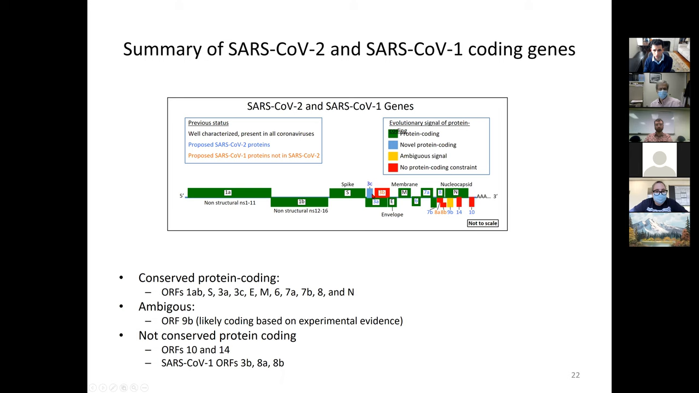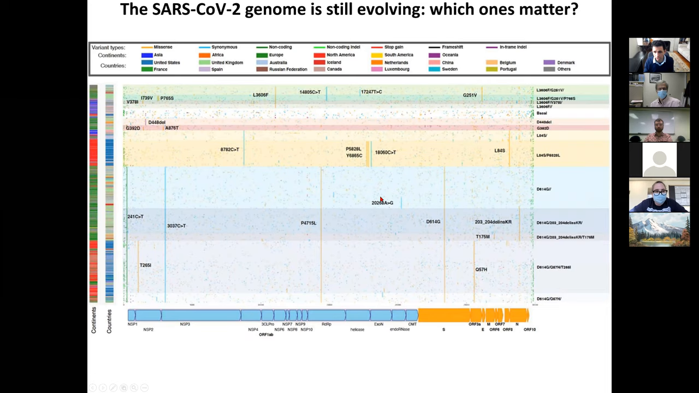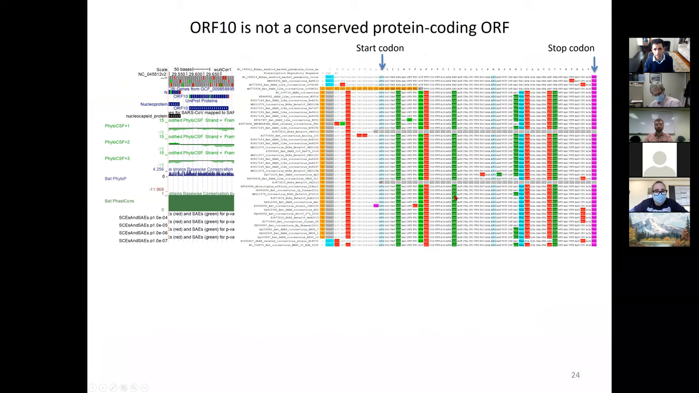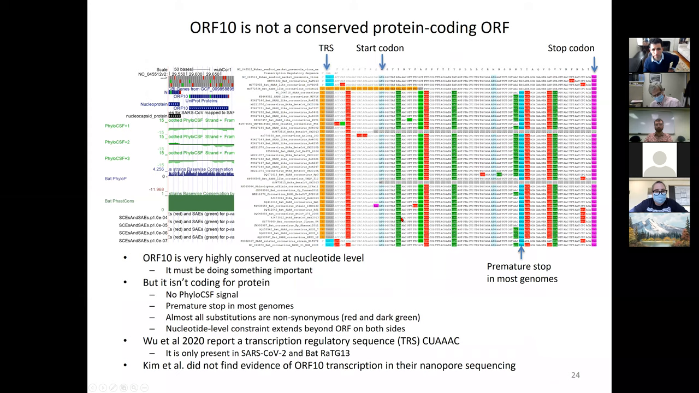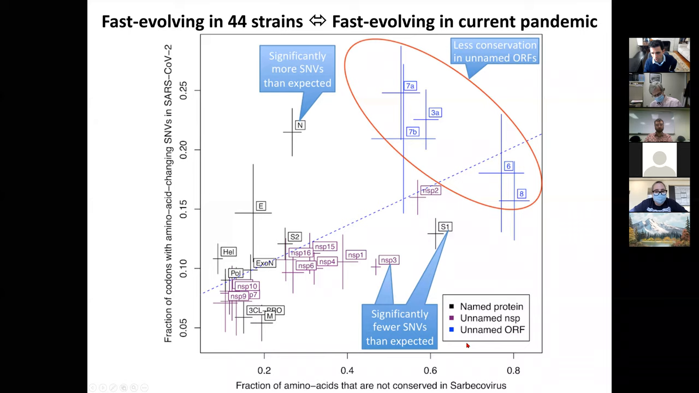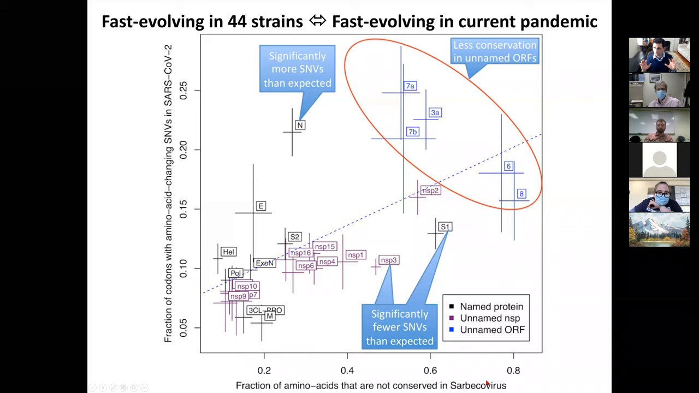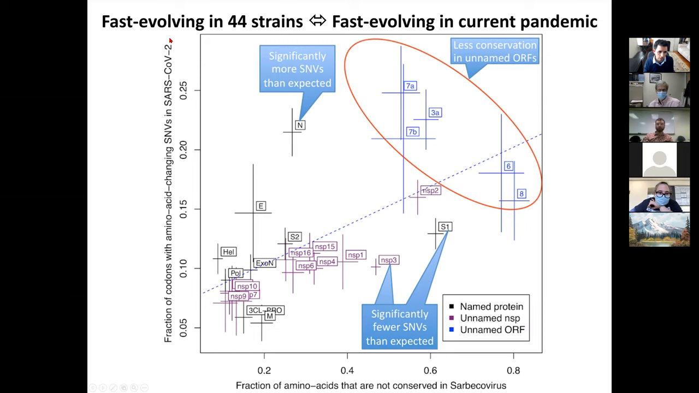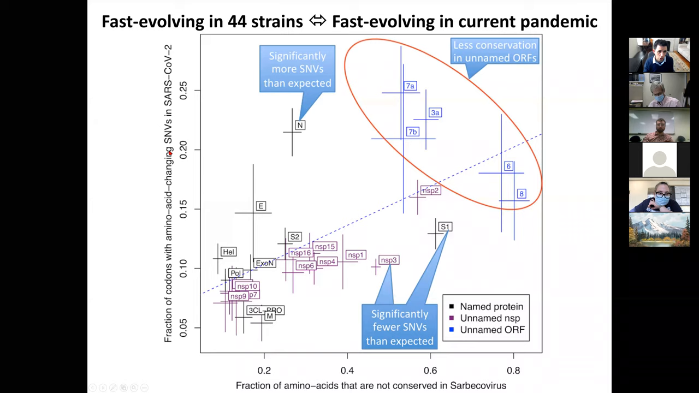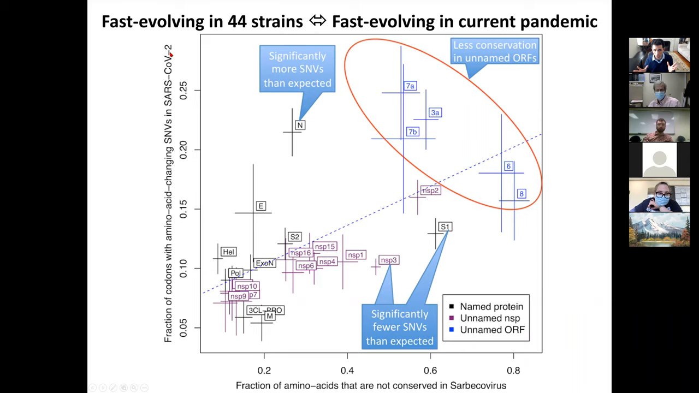So now we can turn to annotate the mutations that are happening within the current pandemic. The question is, what are these mutations actually doing? The first thing we can do is ask, what is the level of constraint, or the speed of evolution, from left to right of all of the ORFs across the sarbecovirus genomes, so basically across the equivalent of 60 million years of mammalian evolution, versus the speed of change within the current pandemic. Specifically, what is the fraction of amino acids that are changed, not perfectly conserved, in sarbecovirus, and what is the fraction of codons with amino acid changing single nucleotide variants within the strain of SARS-CoV-2?